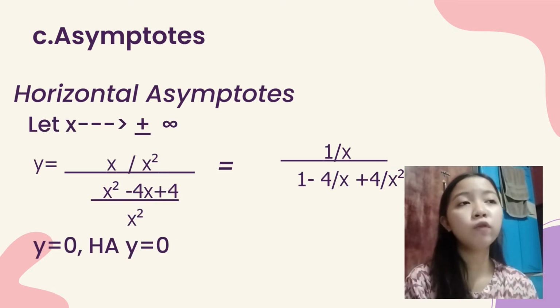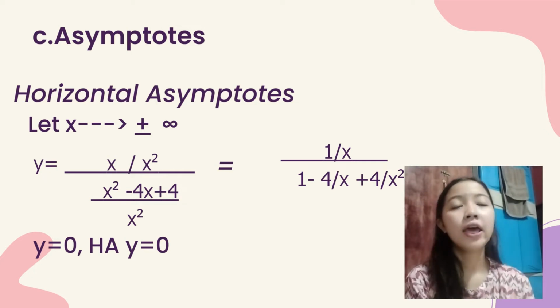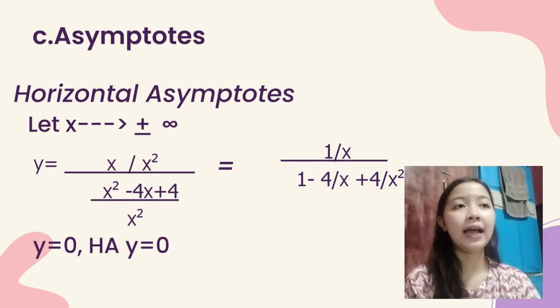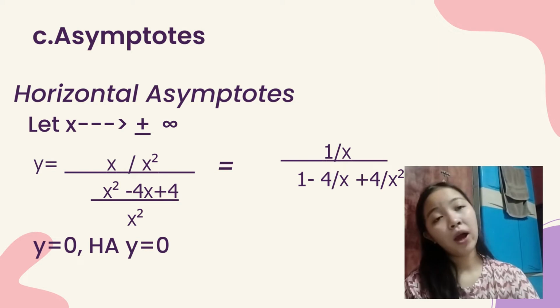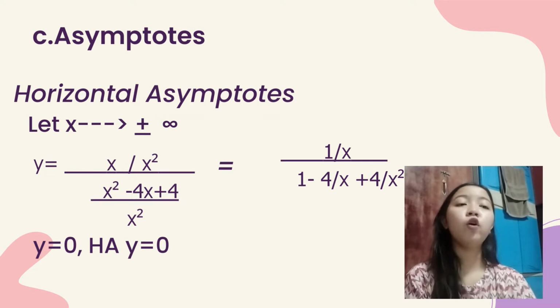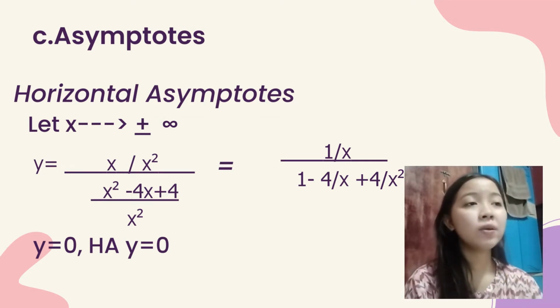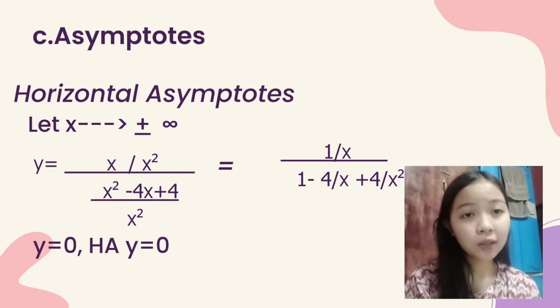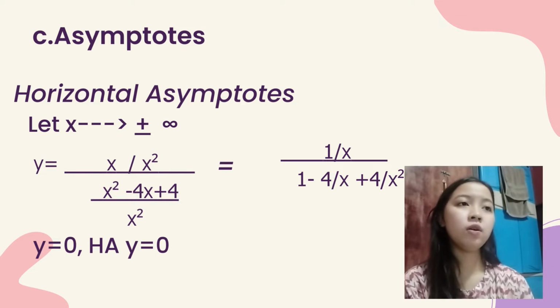Now we will move on to the horizontal asymptote. Using the expanded form with the divisor x squared, we will have y equals x over x squared, all over x squared minus 4x plus 4 over x squared. So it will become 1 over x, all over 1 minus 4 over x plus 4 over x squared. As we can see, y equals 0. Therefore our horizontal asymptote is y equals 0.